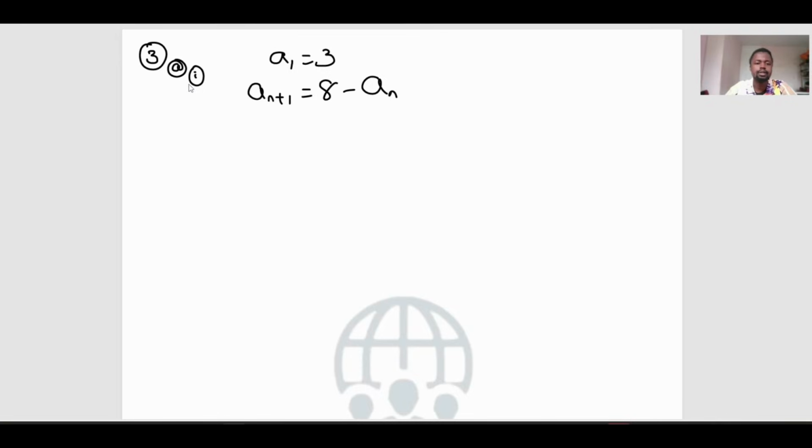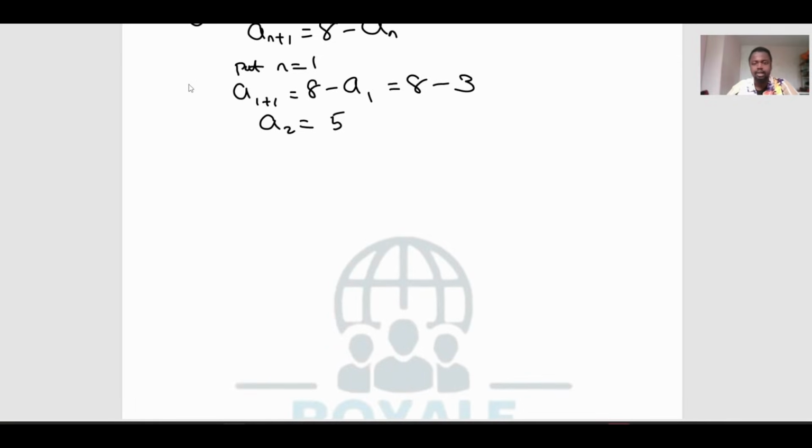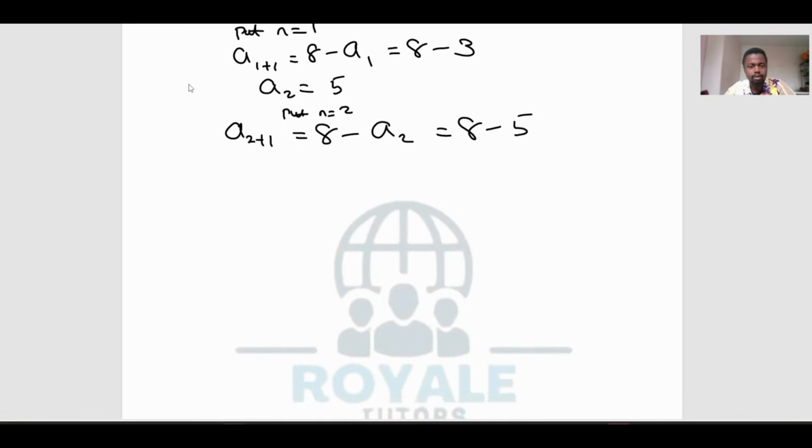So if A1 is 3, let's try to find A2. Do you find A2 when you put your n equal to 1? If you put your n equal to 1, you get A2 equal to 8 minus A1. A1 is 3, so that is 5. So A2 is 5. Then let's try to get A3. How do you do that? Put your n equal to 2. So you see that you have A3 equals 8 minus A2. That's 8 minus 5, since A2 is 5. So that means A3 is equal to 3.